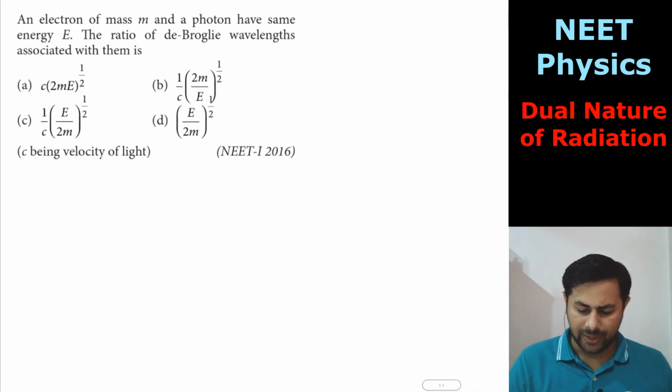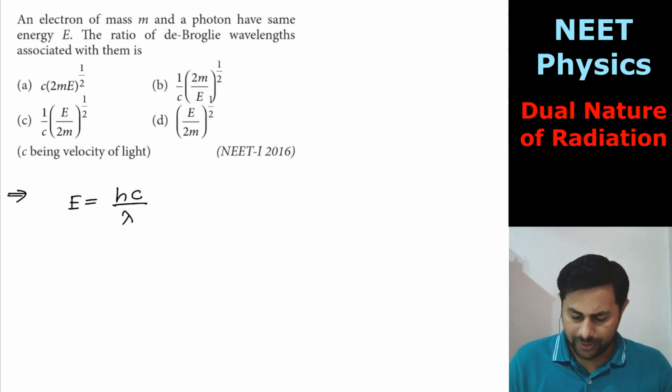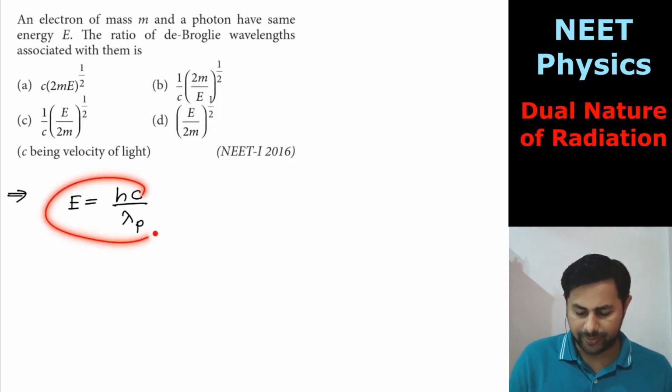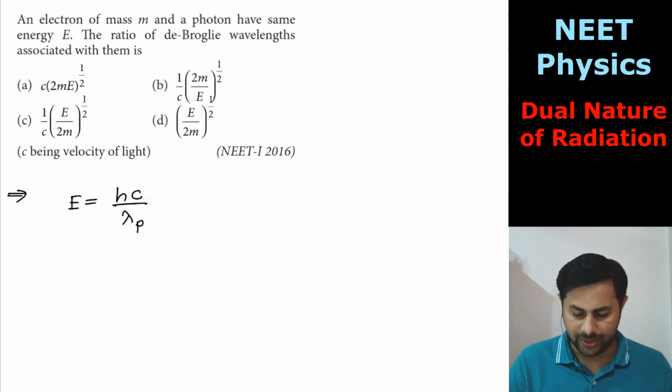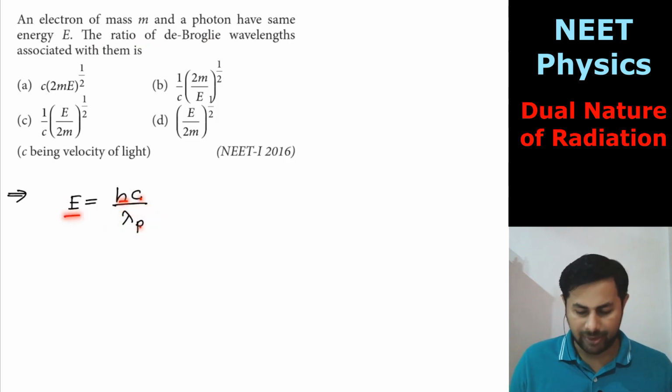All right, let's see next one. An electron of mass m and a photon have same energy E. The ratio of de Broglie wavelengths associated with them is, okay? So the electron's mass is m and the photon, they have same energy, okay? So for a photon, you can say E is equal to what? It is h nu, that is hc by lambda, okay? So let's write this for photon. E is equal to hc by lambda p, okay? This is for photon, right? We have studied this. The ratio of de Broglie wavelengths. So for a photon, E is equal to hc by lambda p.